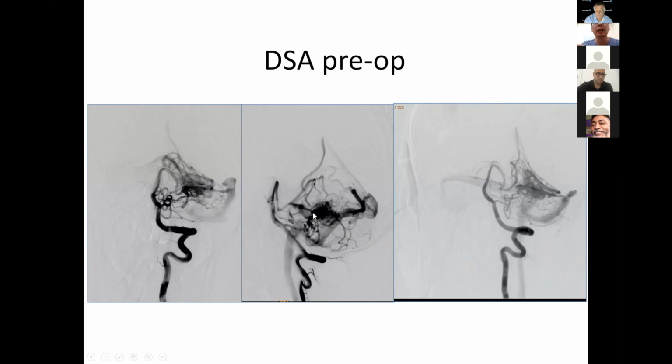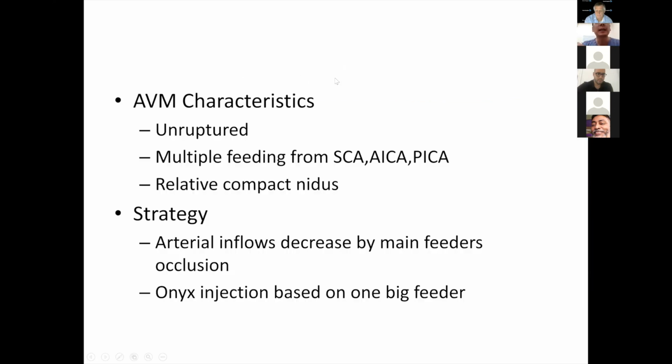You can see the AVM is supplied by, yes, firstly it is an unruptured one. This nidus is supplied by multiple feeders from superior cerebellar artery, AICA, and PICA. Meanwhile, the nidus is a relatively compact one. So my strategy is arterial inflow decrease by main feeder occlusion, except one.